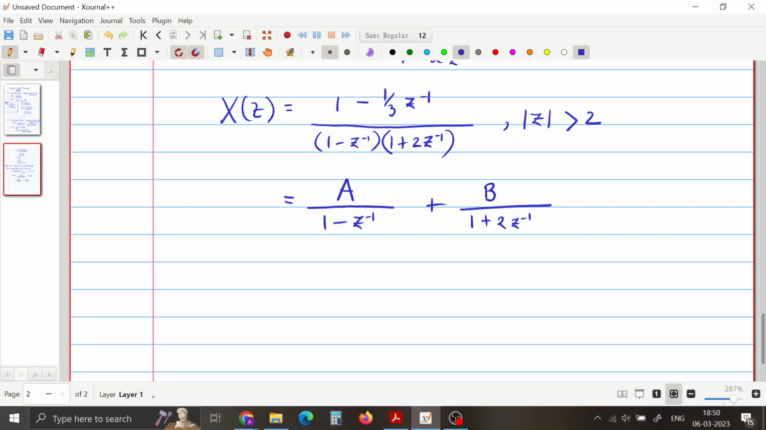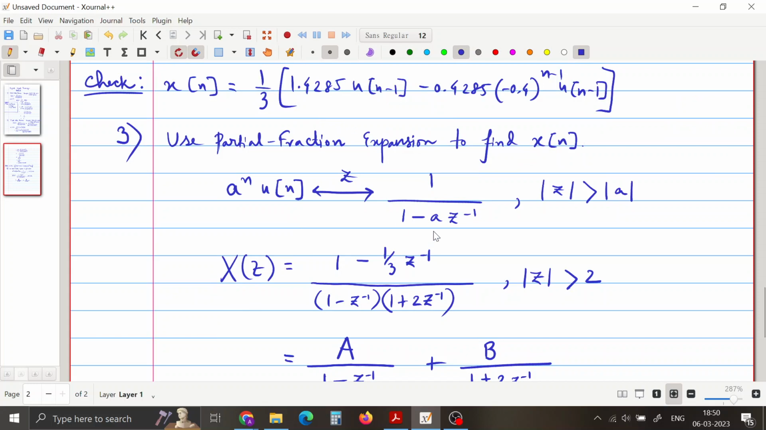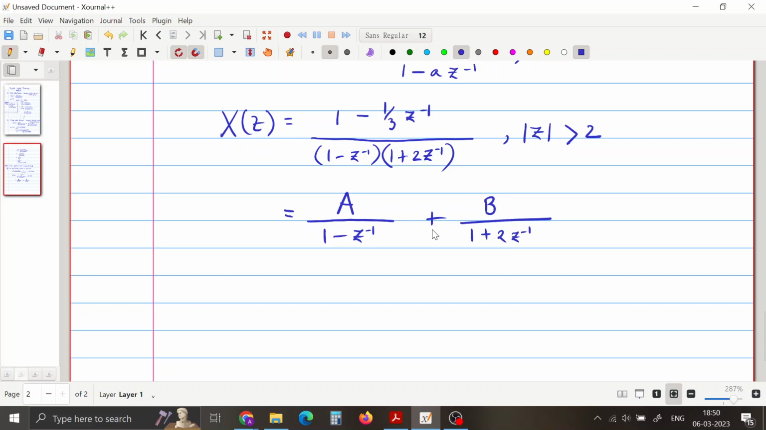Why we are doing this is because once we know the constant values of a and b, these individual terms in the summation are of a known form of z transform, some constant by 1 minus z inverse. That's exactly similar to the given relation, 1 by 1 minus a times z inverse, and its corresponding inverse z transform, the time domain sequence, is a to the power n u of n. Once we know these a and b values, we are done. We can easily find x of n. That's why we express it as a sum of two terms, where each term contains a pole in the denominator.